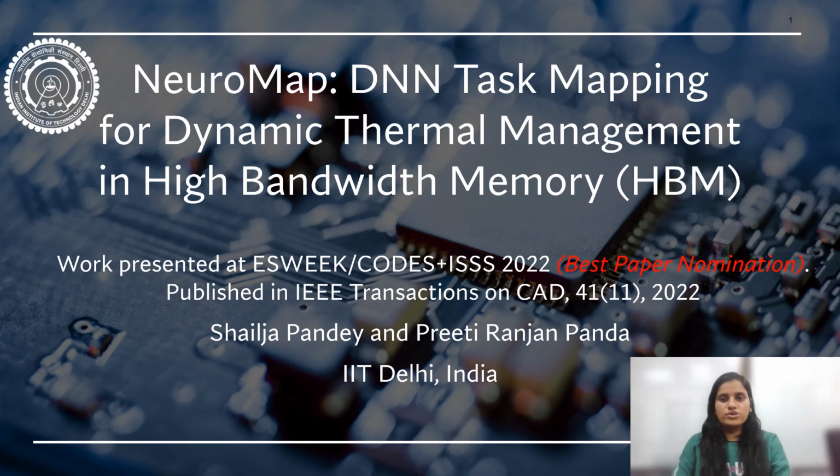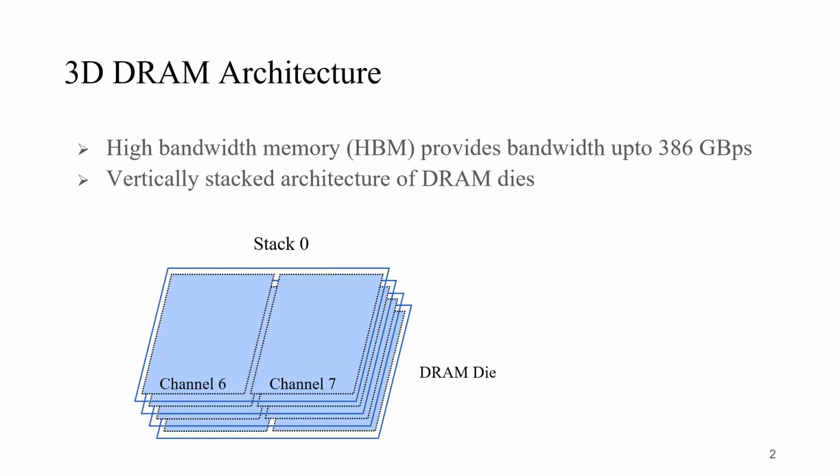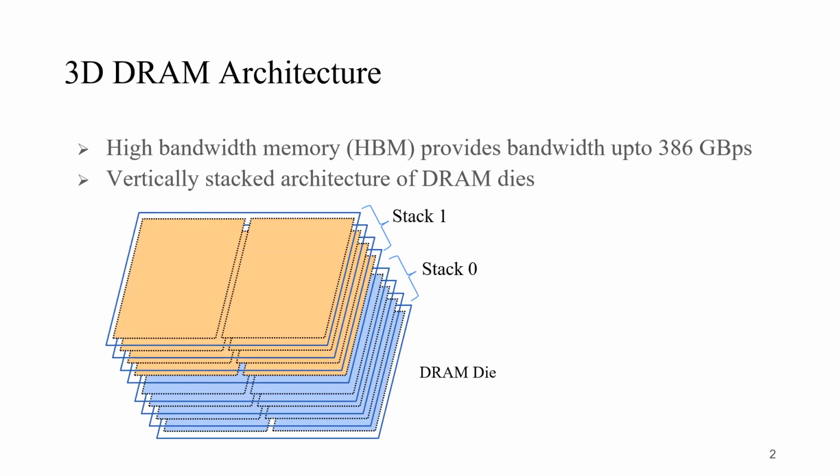Hi everyone, I'm going to discuss our recent work titled EuroMap: DNN Task Mapping for Dynamic Thermal Management in High Bandwidth Memory. Emerging memory technologies such as HBM provide bandwidth as high as 386 gigabytes per second. 3D DRAMs consist of multiple DRAM dies vertically stacked together.